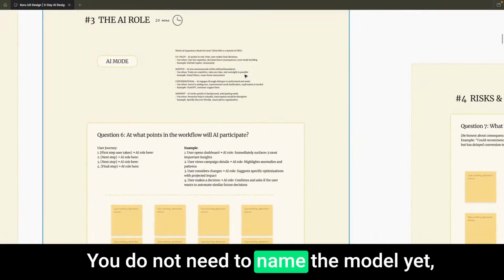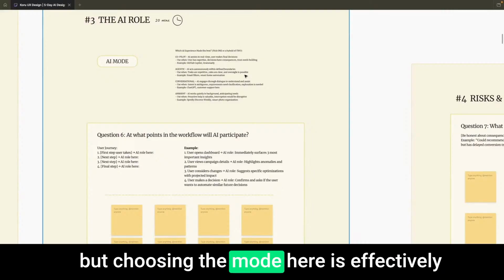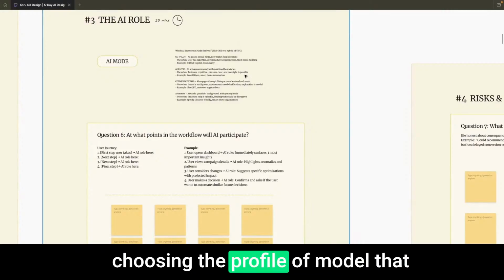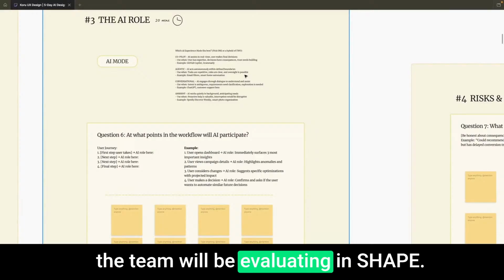You do not need to name the model yet, but choosing the mode here is effectively choosing the profile of model that the team will be evaluating in Shape.